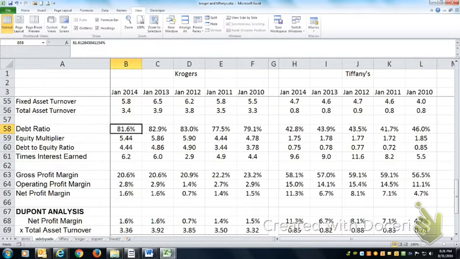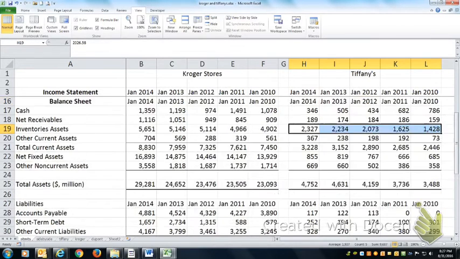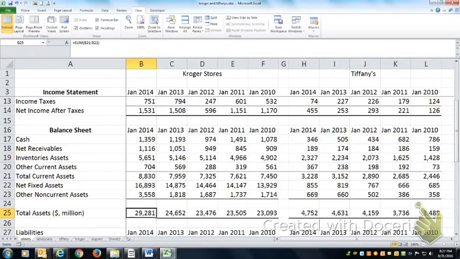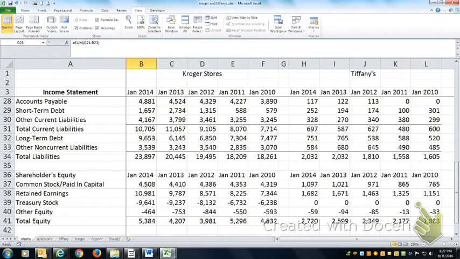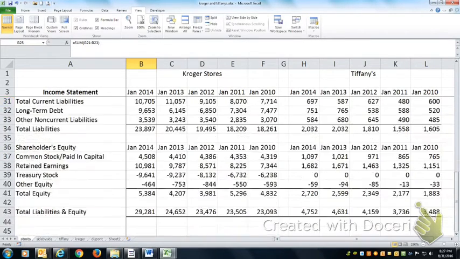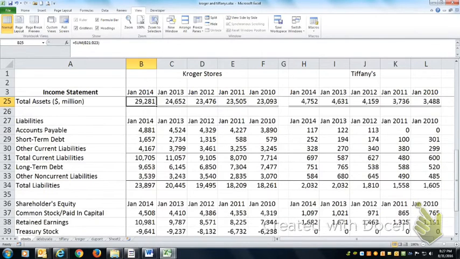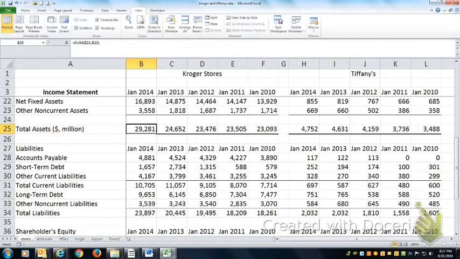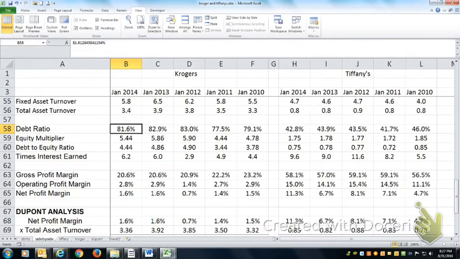We talked a little bit in one of the other videos about the debt ratio. That's the total liabilities to total assets. Assets are funded with either liabilities or equity. For Kroger, most of their assets are funded with liabilities. We looked at total assets. The total liabilities are about $24 billion and total equity about $5 billion. So the $29 billion in assets is mostly funded with liabilities, and that's what that ratio is showing you.